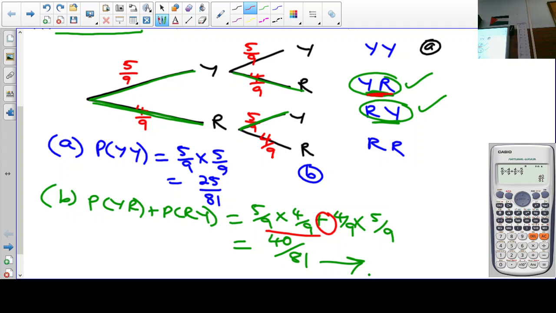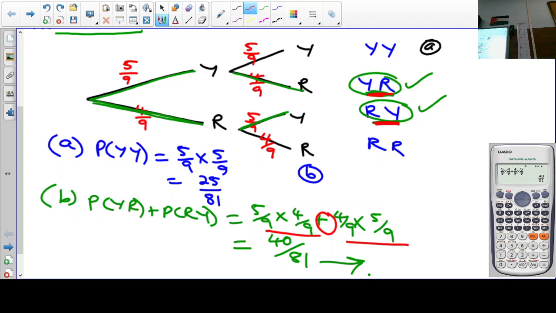Or red then yellow, which is this here, because both satisfy what they asked for. That's why I have to put it together. I have to add it together to get both into account.